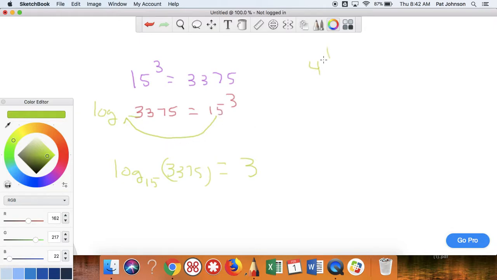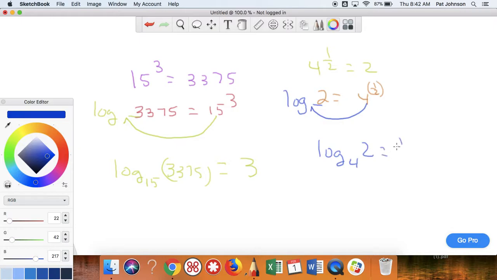They want us to write 4 to the 1/2 equals 2. Again, I'm going to switch the places. 2 equals 4 to the 1/2. Remember, this is my exponent. So, in order to do this one, I'm going to add the log over here because my exponent's on the right, and my base is going to move down here. So then I have log base 4 of 2 equals 1/2. Okay, so it's easy to go from exponents to logarithm and then logarithm to exponential form.